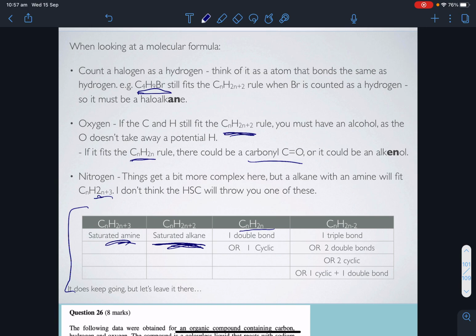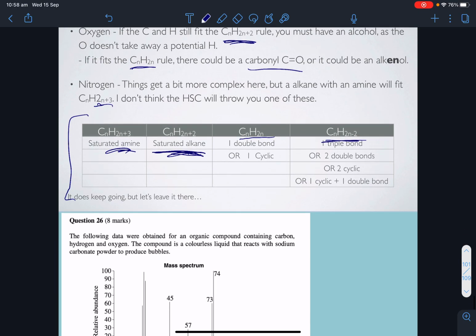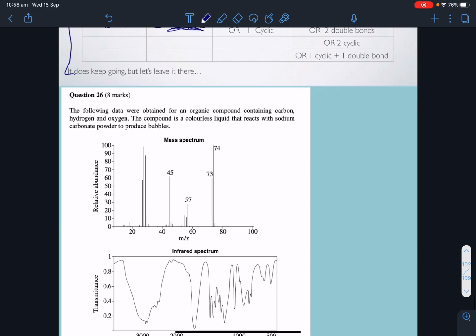Either or. If you've got 2 less again, you've got some options here. You could have one triple bond, or you could have 2 double bonds, or you could have 2 cyclics, or you could have one cyclic and one double bond. It gets a bit confusing with all those possibilities. I don't think they'll give you one, okay? So that's one thing you can do.